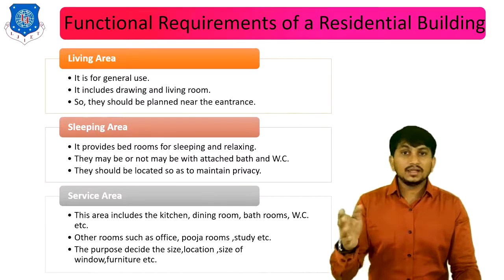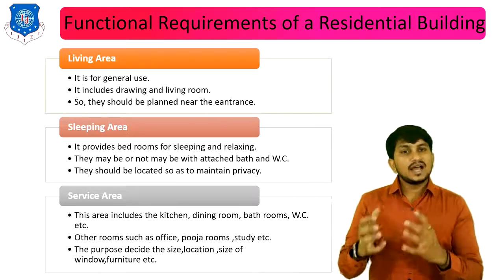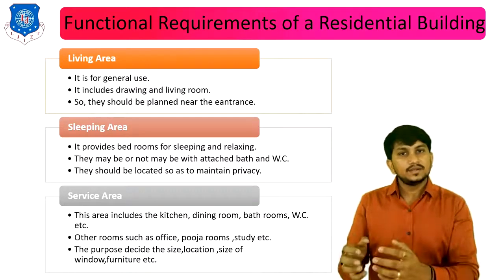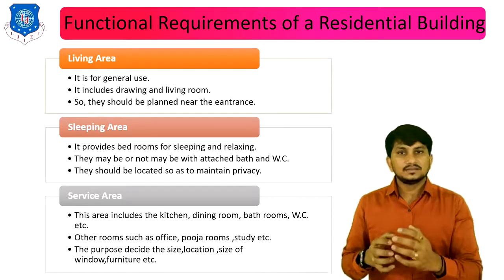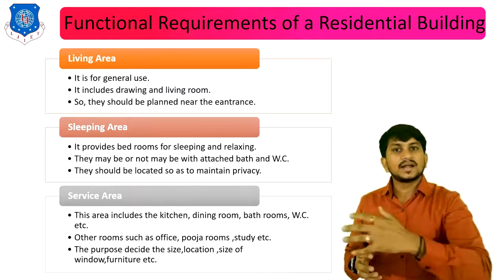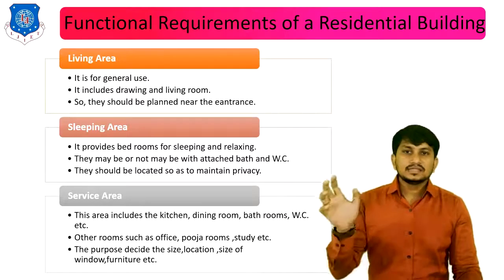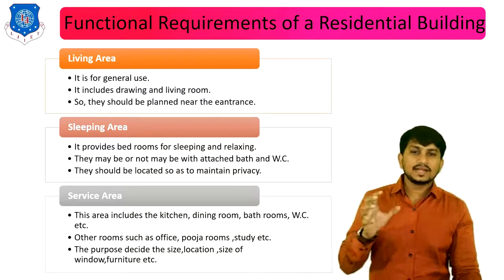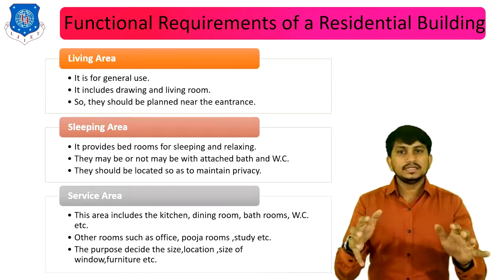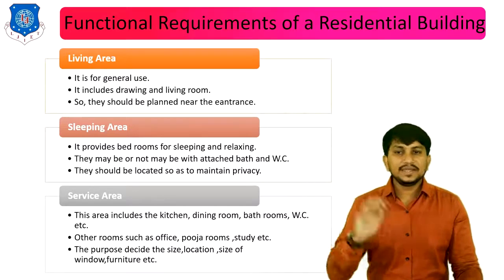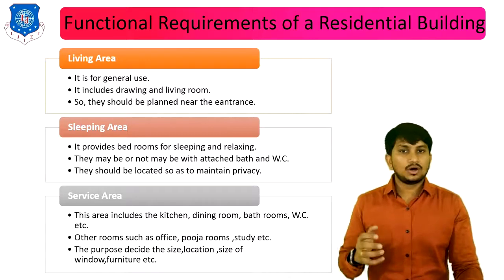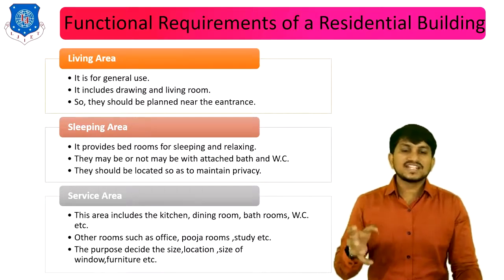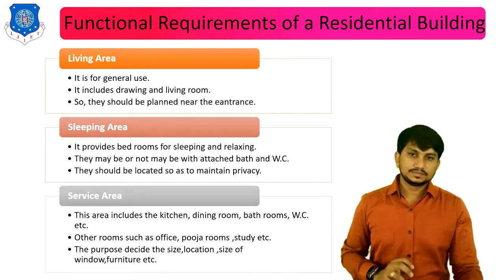It includes the drawing and living room. It should be planned near the entrance of the building so that guests do not enter other parts of the building. Second is the sleeping area. It provides bedrooms for sleeping and relaxing, so the bedroom area is under the sleeping area. They may or may not be attached with a bathroom or water closet.